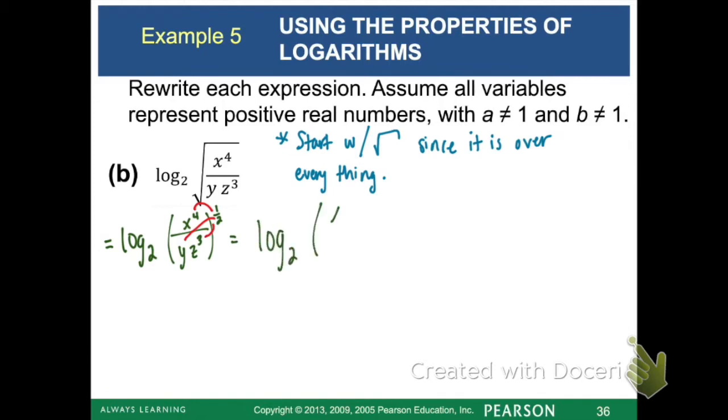So x to the 4th to the 1/2 is going to be x squared. 4 times 1/2 is 2. Y to the 1/2 is just going to be y to the 1/2. And z to the 3rd to the 1/2 is going to become z to the 3/2. Next, we're going to focus on division. So I'm going to take log base 2 of the top minus log base 2 of the bottom.